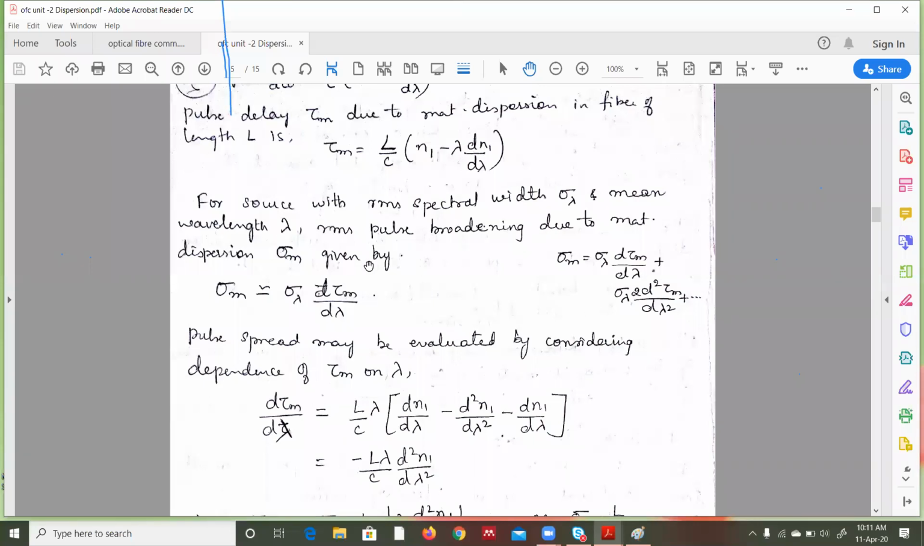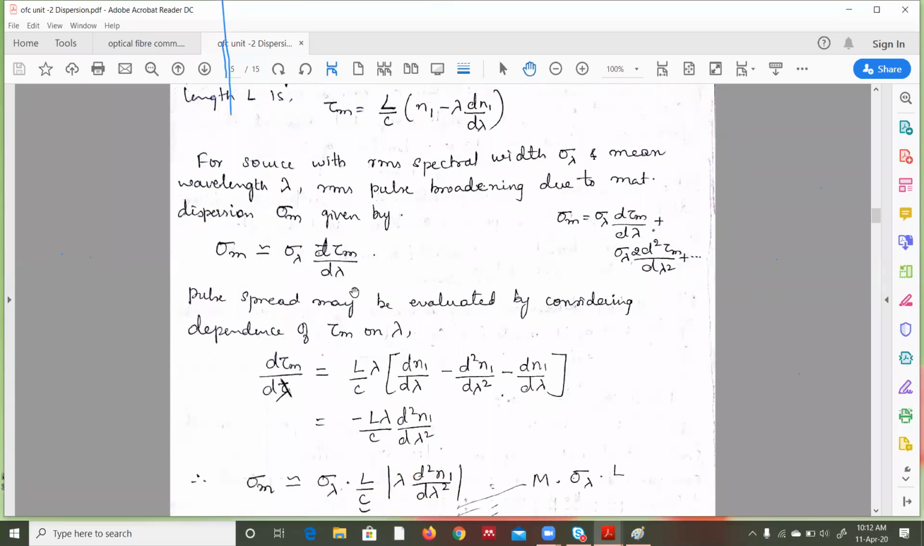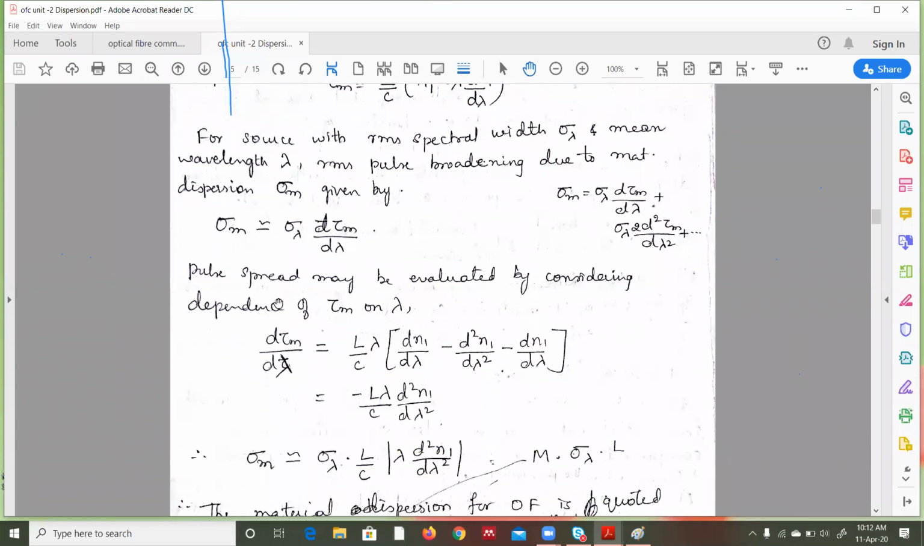RMS pulse broadening due to material dispersion can be given by sigma m. Sigma sub x m is the representation for our RMS pulse broadening due to material dispersion. And how do we relate that to the spectral width and the wavelength? This is how the expression goes. So we have some relationships between material dispersion and spectral width, as well as wavelength and pulse delay. So sigma m is equal to sigma sub x lambda times d tau m by d lambda, the differentiation of pulse delay with respect to wavelength. So pulse spreading may be evaluated by considering the dependency of pulse delay on lambda.